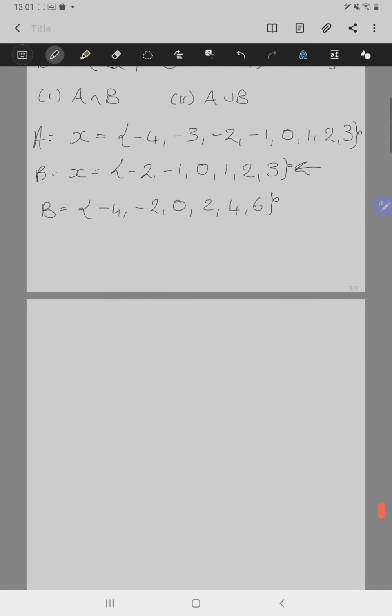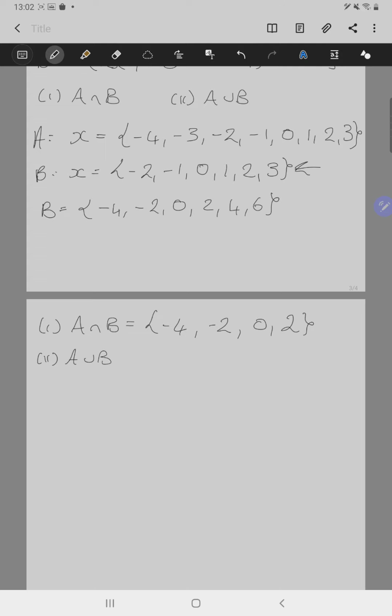So keeping them there, now we want to find the elements of A intersection B. So remember, the intersection is where they have the same elements. So look back to A and look to B and see what elements are the same there. They both have a minus 4, they both have a minus 2, they both have 0, and they both have 2. So they are the elements that are in both of them.